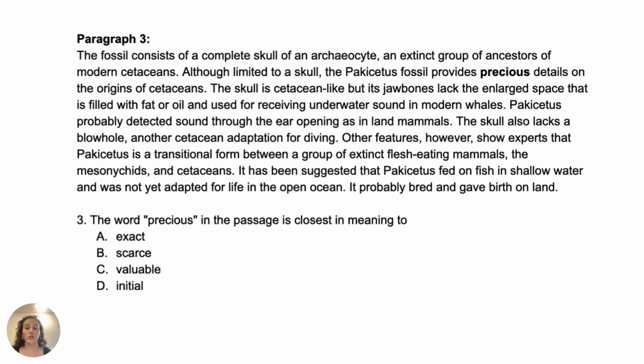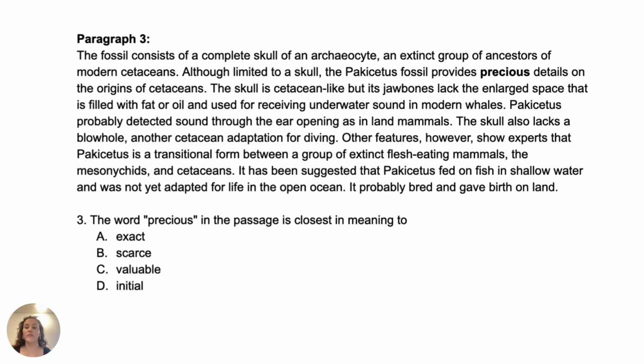Although limited to a skull, the Pakicetus fossil provides precious details on the origins of cetaceans. I'm going to predict that precious means something really good, that those details that they have about Pakicetus are important details.